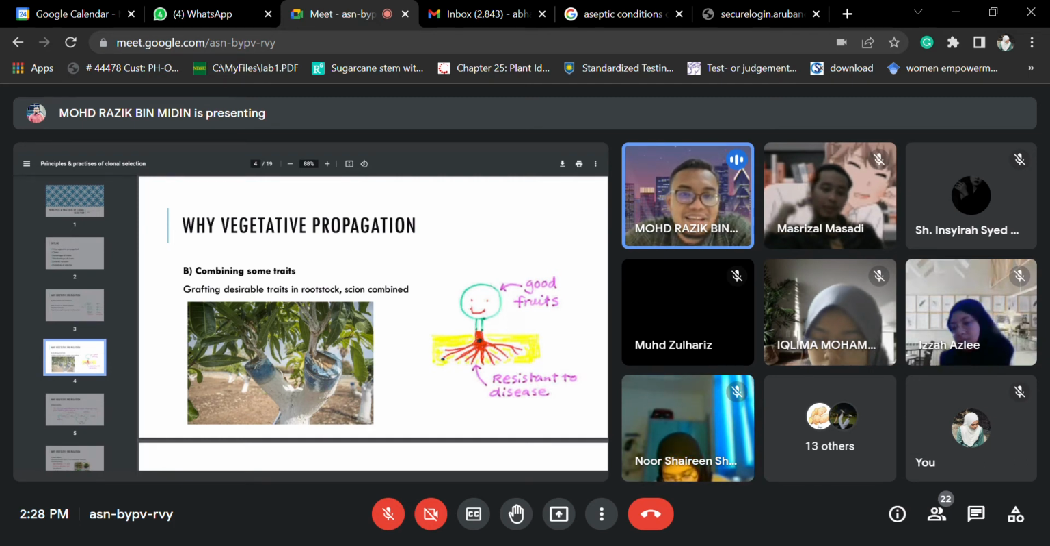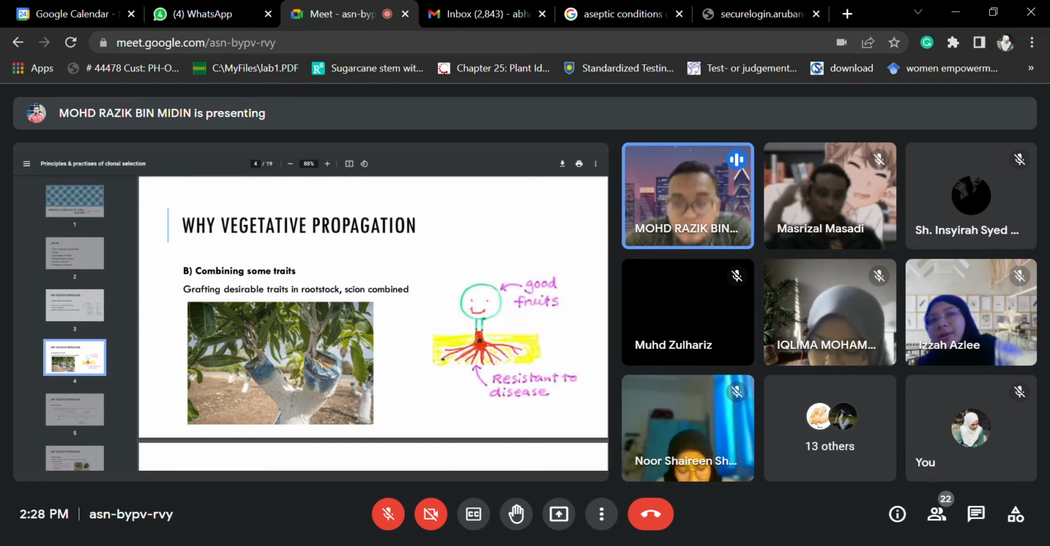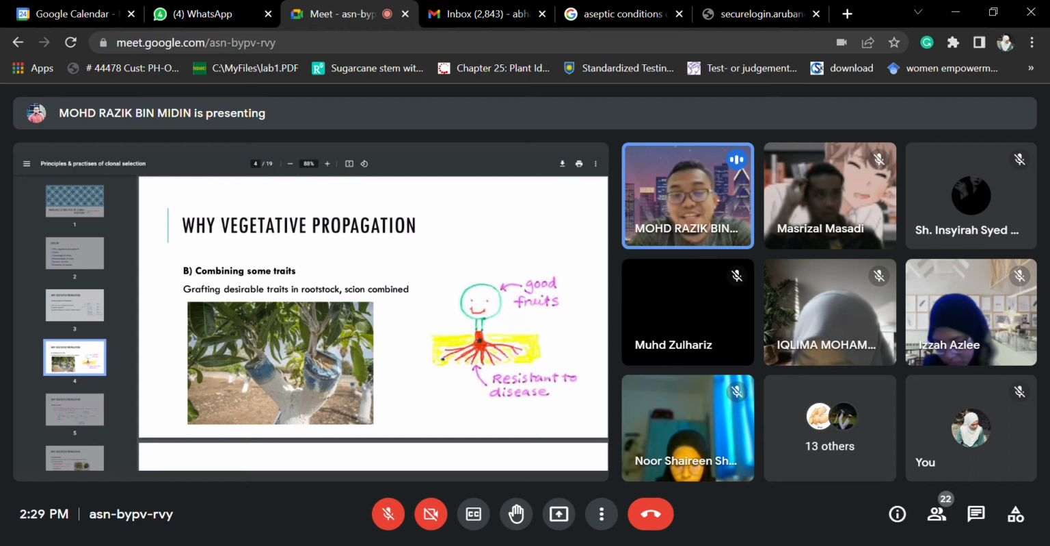So, why vegetative propagation? This one we talk about in general. Vegetative propagation can include grafting, budding, stem cutting, leaf cutting, layering, stolon, runner, and so on. By doing vegetative propagation, we can also combine some traits. For example, grafting desirable traits onto rootstock. The scion is the plant that has good traits, and possibly the rootstock we use is resistant to disease.